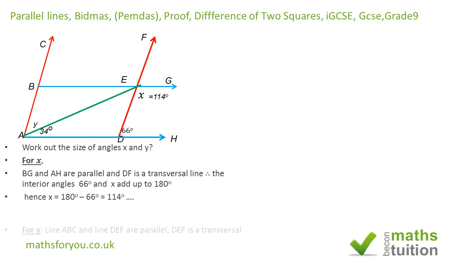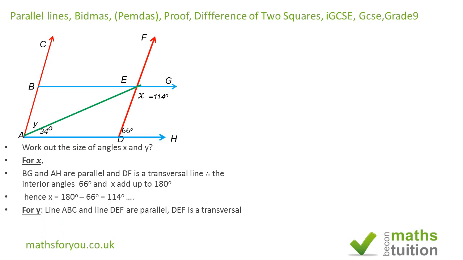And next for y, we want to find the value of y there. Firstly, we need to look at the red set of parallel lines, the lines ABC, which is parallel to the line DEF. These two lines have got a transversal BEG. That being the case, this angle here, which is 114, will be equal to this angle because they are corresponding angles. So the value of angle B, or the angle EBA, is 114 degrees.